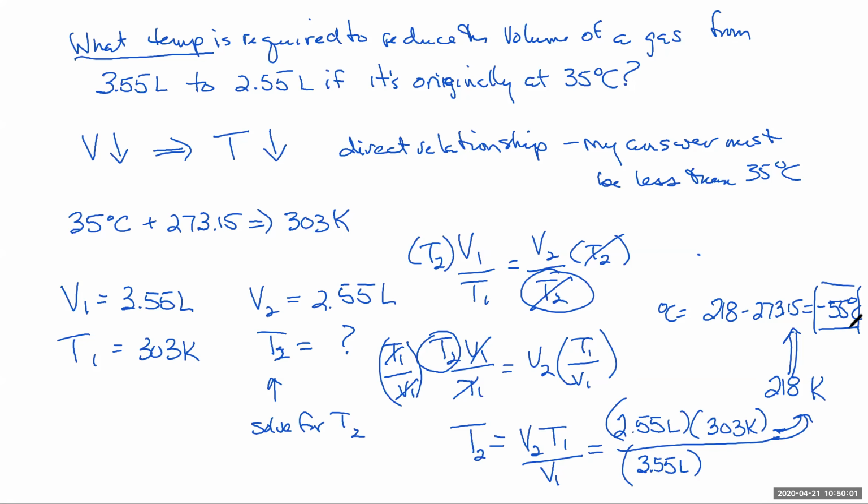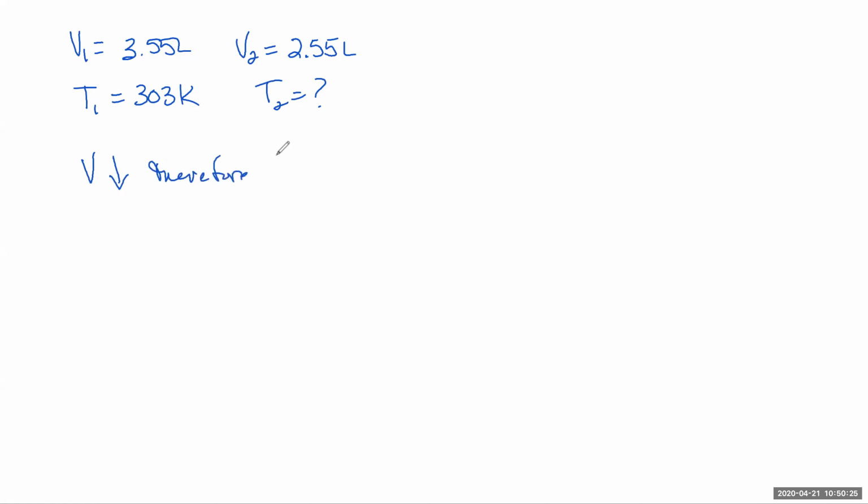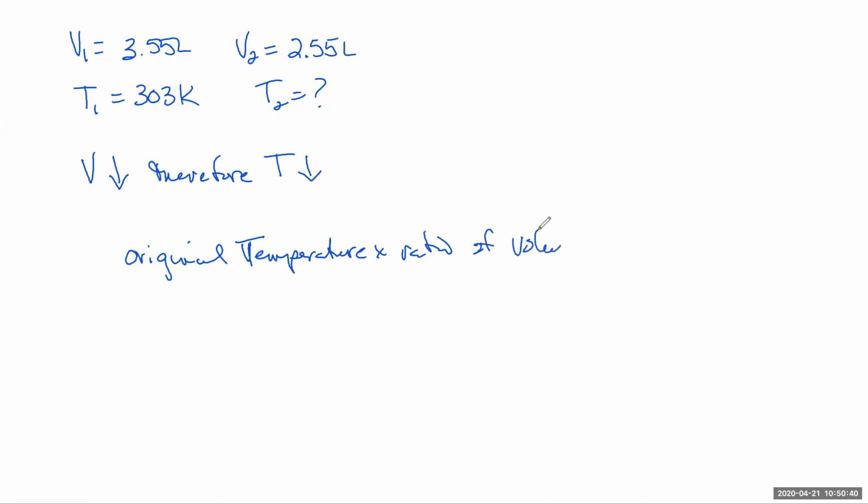Now, this problem looks like a lot of algebra, but you could have done that thinking about it a little differently. If you would have known that V1 is 3.55 liters, T1 is 303 Kelvin, and V2 is 2.55 liters, instead of doing the algebra, you could have just rationalized what had to happen. I know that my volume is going down. Therefore, my temperature must go down. So I could have said start with my original temperature and multiply it by a ratio of volumes.